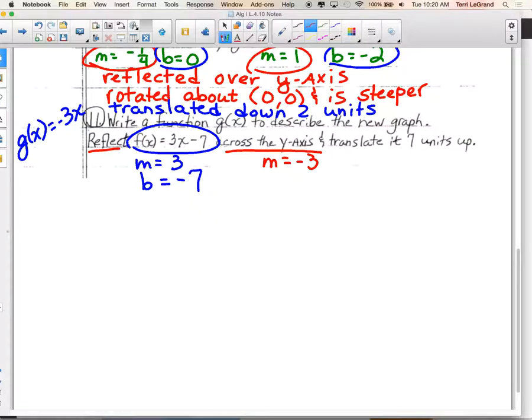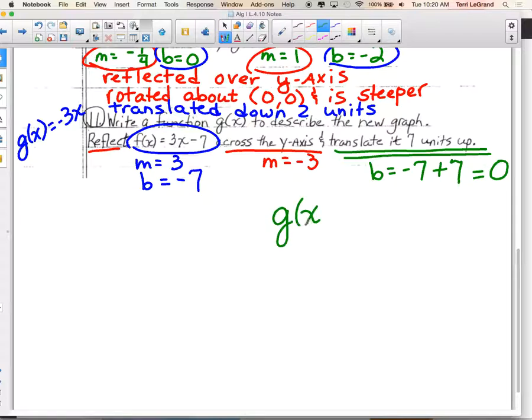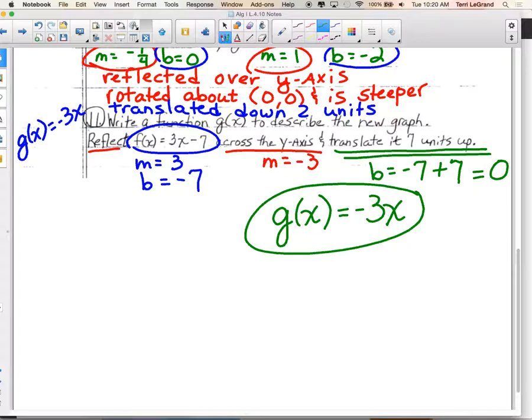And though we're not done, it has to translate 7 units up. What would that have to do? That would change the b value, wouldn't it? So it goes from b equals -7, and we have to add 7 to that. That is 0. So we are thinking then that our new function with its slope of -3 and a b value of 0, do we need plus 0? No. Guess who's right? Deb. Good job. Okay. Whew, that was a lot of stuff.